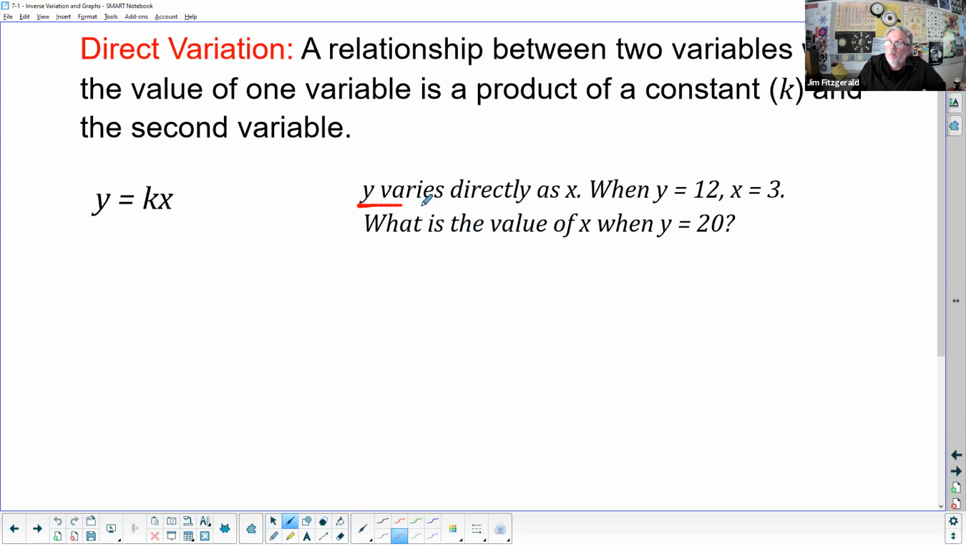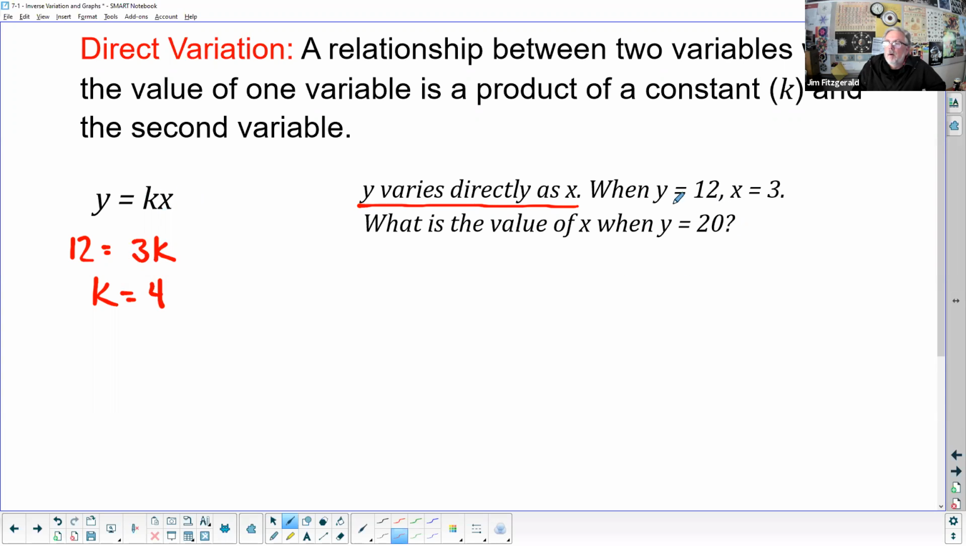So it tells me that y varies directly as x, okay? So I know that this is the relationship. That's what those words mean. And then it gives me some other information. It tells me when y is 12, x is 3. And so if I say, well, y is 12 and x is 3, then I can tell pretty easily that k has got to be 4, right? That whatever my x value is, my y value is going to be 4 times that.